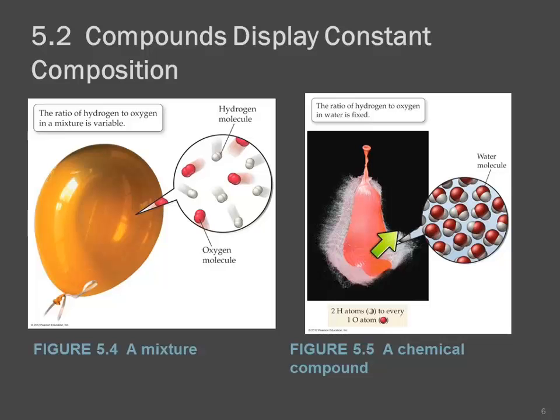This weird-looking water balloon on the right has water in it. Water is composed of hydrogen and oxygen, but they're in this fixed ratio of 1 oxygen to 2 hydrogens, and all the particles are the same. This is a compound. This is a mixture. The distinction is kind of small, and yet it's really important to be able to identify that difference.